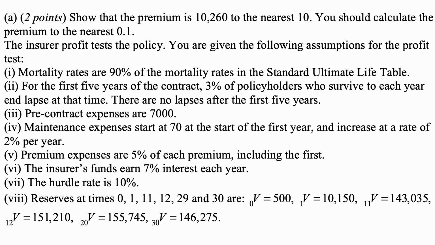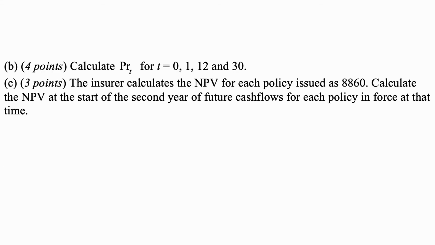Reserves at times 0, 1, 11, 12, 20, and 30 are: reserve at time 0 is 500, reserve at time 1 is 10,150, reserve at time 11 is 143,035, reserve at time 12 is 151,210, reserve at time 20 is 155,745, reserve at time 30 is 146,275. Part B. Calculate profit at time t for t equal to 0, 1, 12, and 30.